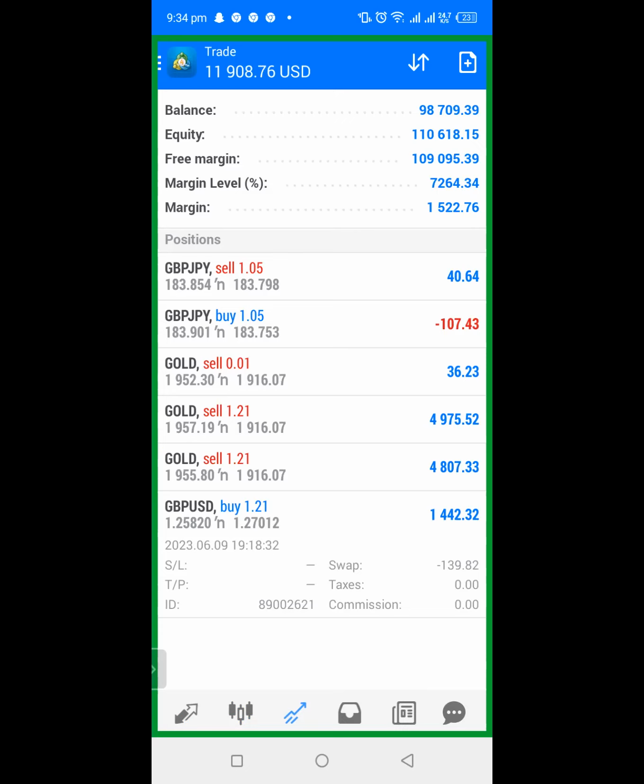And there's a time there. What's the time? He entered that market at 7:18:32. So that is that for swap fee. Look at your take profit and your stop loss. Let's say the man wants to put a take profit to this trade.